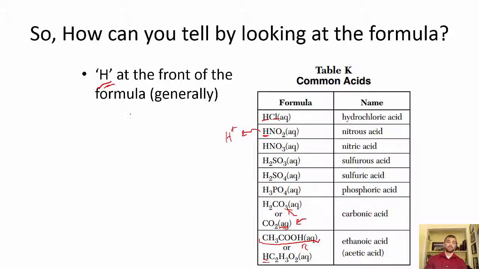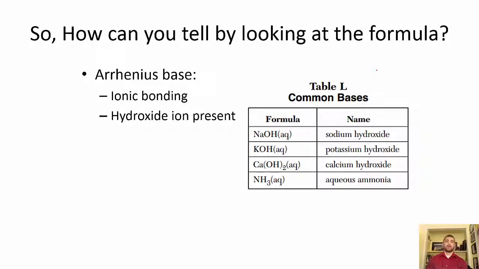But generally speaking, you look for an H in the front of the formula, and you can also just look on Table K. 99.999% of the acids that we're going to be talking about in class, you just find right off of this Table K. All right, well, what about a base?